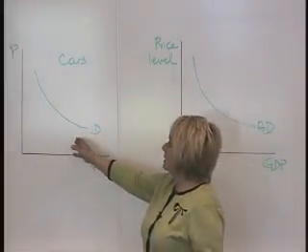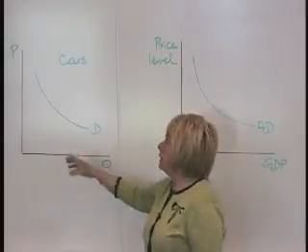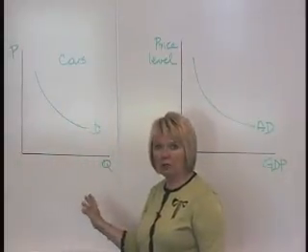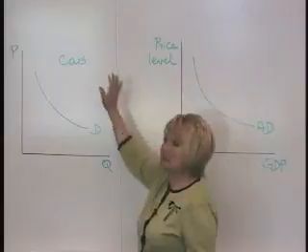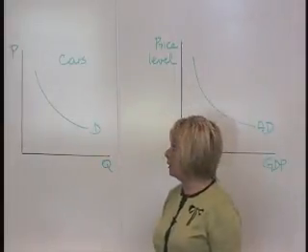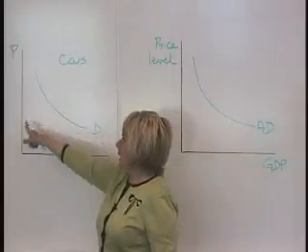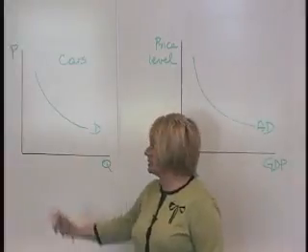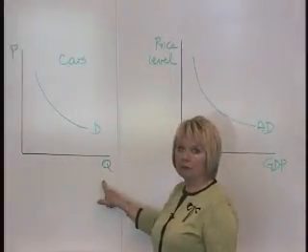So for starters, let's say that we're looking here at the micro picture because we're looking at only one item, let's say cars, the demand for cars. We have prices on the vertical axis and quantity on the horizontal axis.